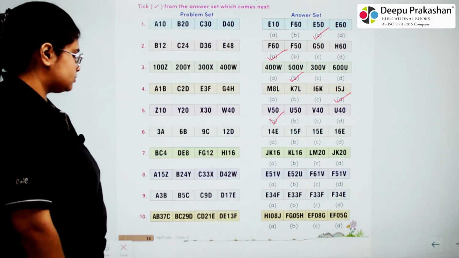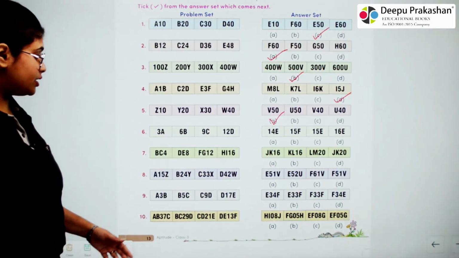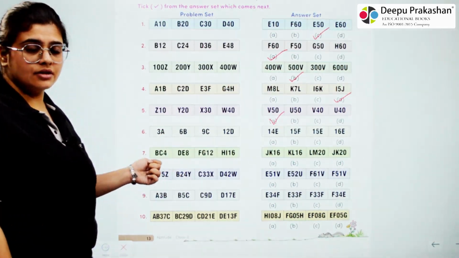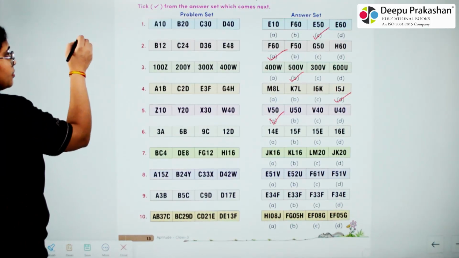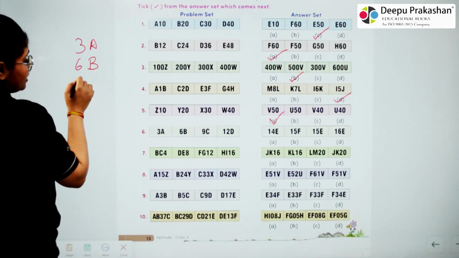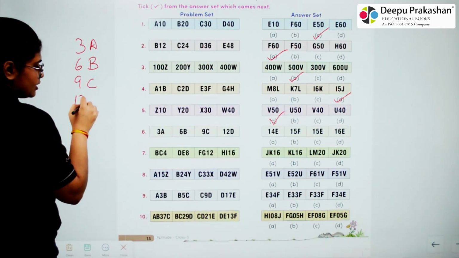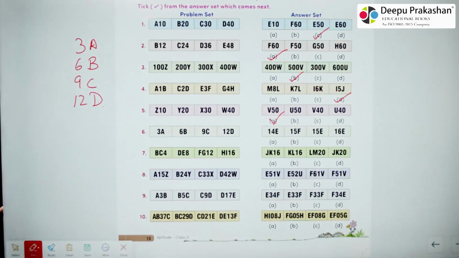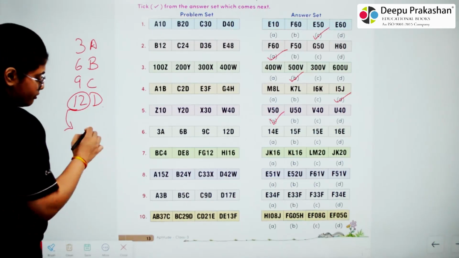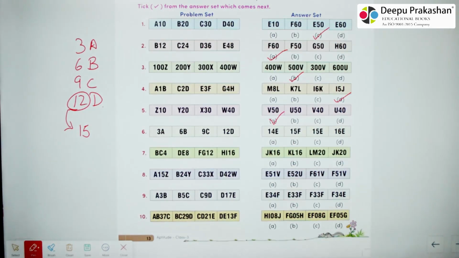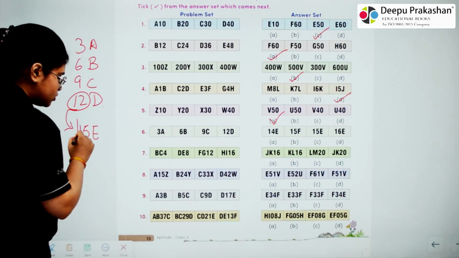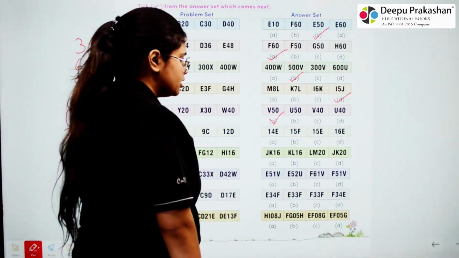Sixth part, we are given 3A, 6B, 9C, 12D. That means in the pairs that are given to us, there is an addition of 3 in the number and the alphabets are continuous. If we add 3 to 12, we get 15. And for the alphabet, the next letter that comes after D is E. So our answer for this part is 15E.